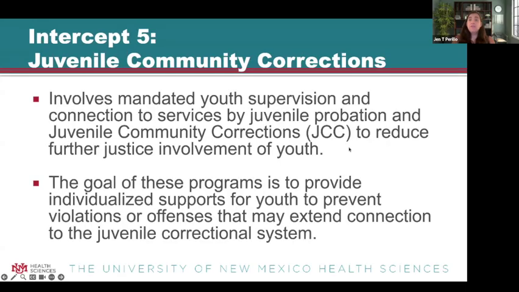So Intercept 5 is juvenile community corrections, which involves mandated youth supervision and connection to services by juvenile probation and juvenile community corrections to reduce and further justice involvement of youth. And so the goal of programs at this intercept is to provide individualized supports for youth to prevent violations or offenses that may extend connection to the juvenile correctional system.